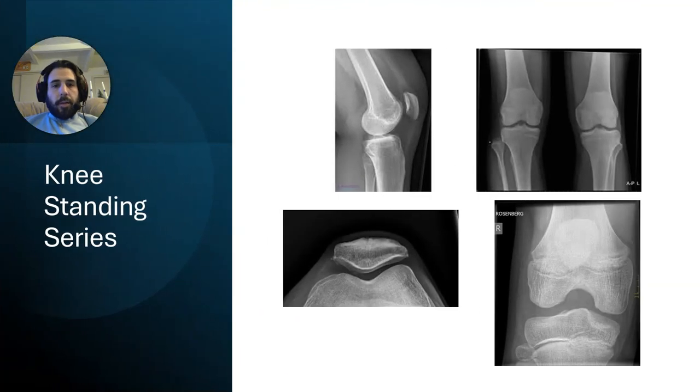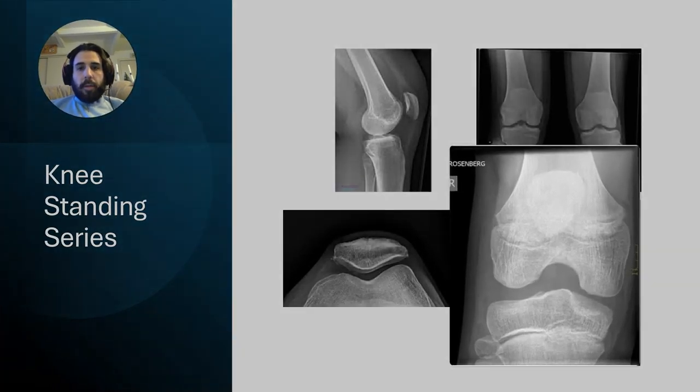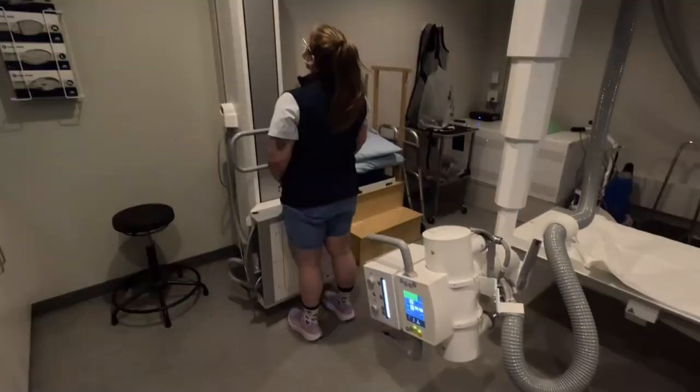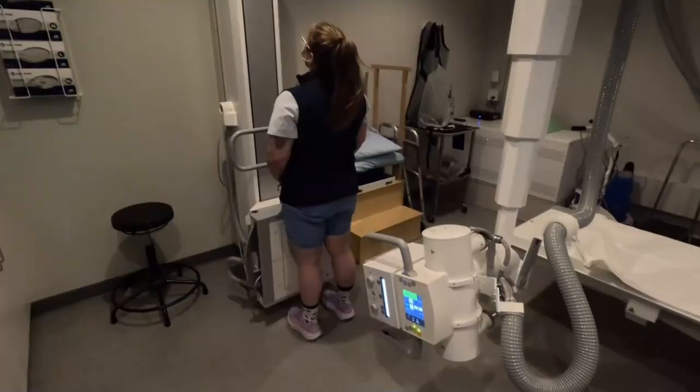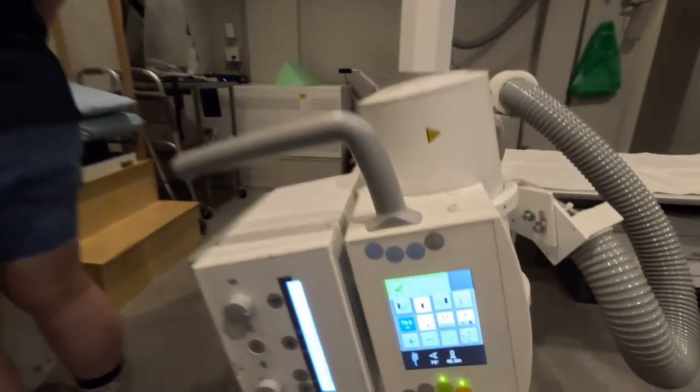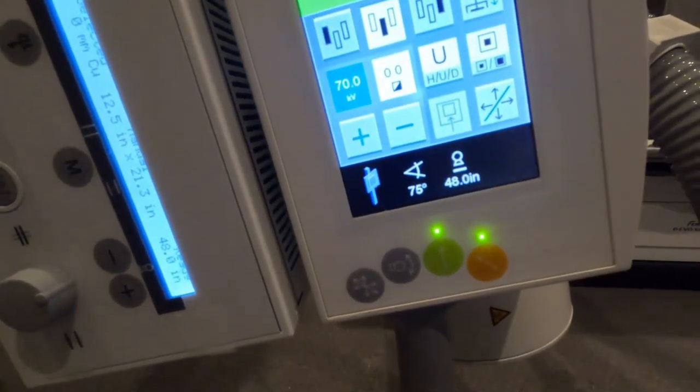Here we have some great x-rays for you guys to reference. We'll start with the Rosenberg. You can see the nice tunnel view there. So you should set your tube angle before you even get the patient in the room. Get as much set up before that as possible. We're going to have a 20-degree angle on our tube, anywhere from 10 to 20.